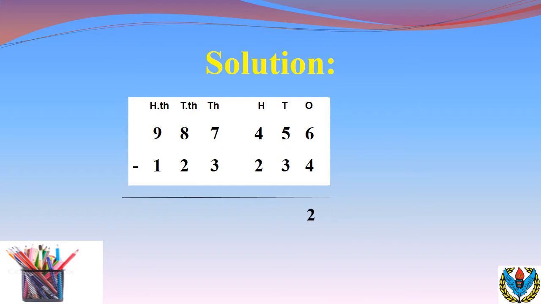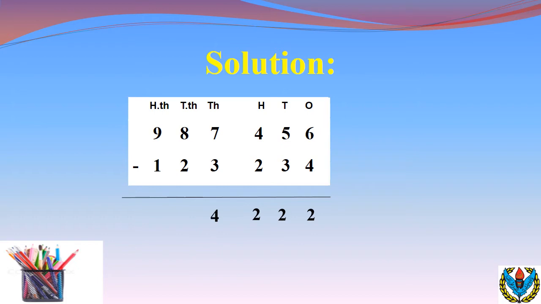Next we move to the tens column. Look at the digits 5 and 3. 5 minus 3 is equal to 2, which will be written in tens column. Next we move to the hundreds column. 4 minus 2 is equal to 2, which will be written in hundreds column. Next we move forward to thousands column. Look at the digits. 7 minus 3 is equal to 4, which will be written in thousands column.